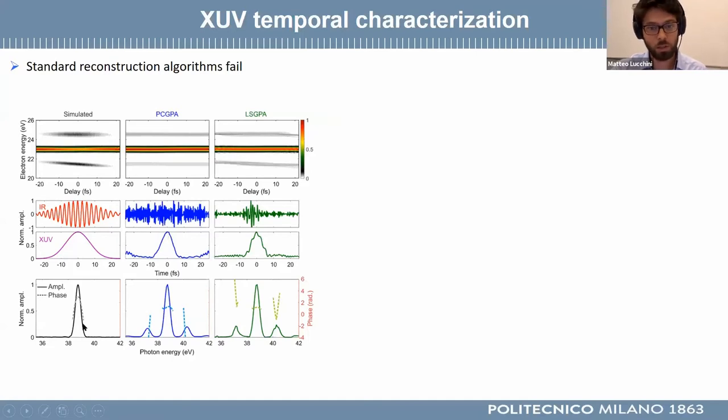Here you see the simulated trace, the IR and XUV in time, and the properties of the XUV in spectrum. And you see what is reconstructed by the phase reconstruction algorithms, like the principal component or the least square generalized projection algorithms. You see they fail to reconstruct the matrix, and of course they do not catch the time properties of the radiation.